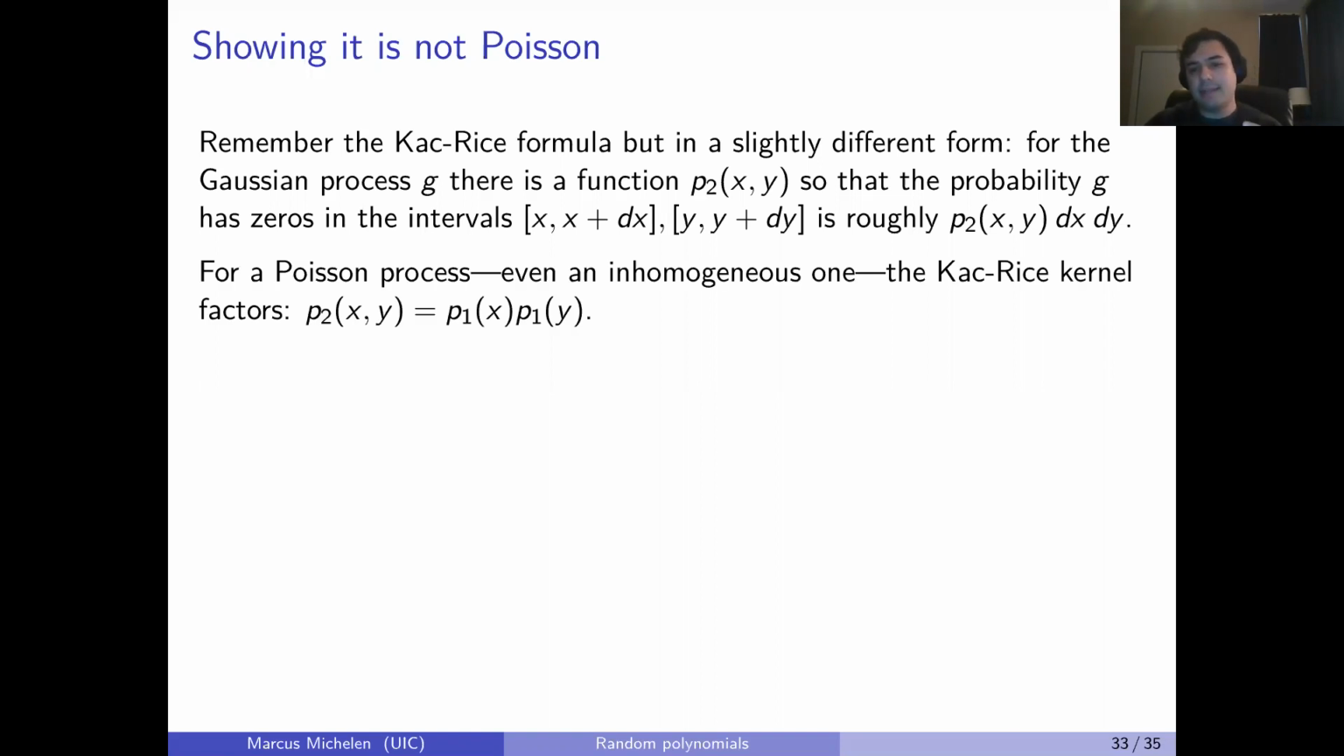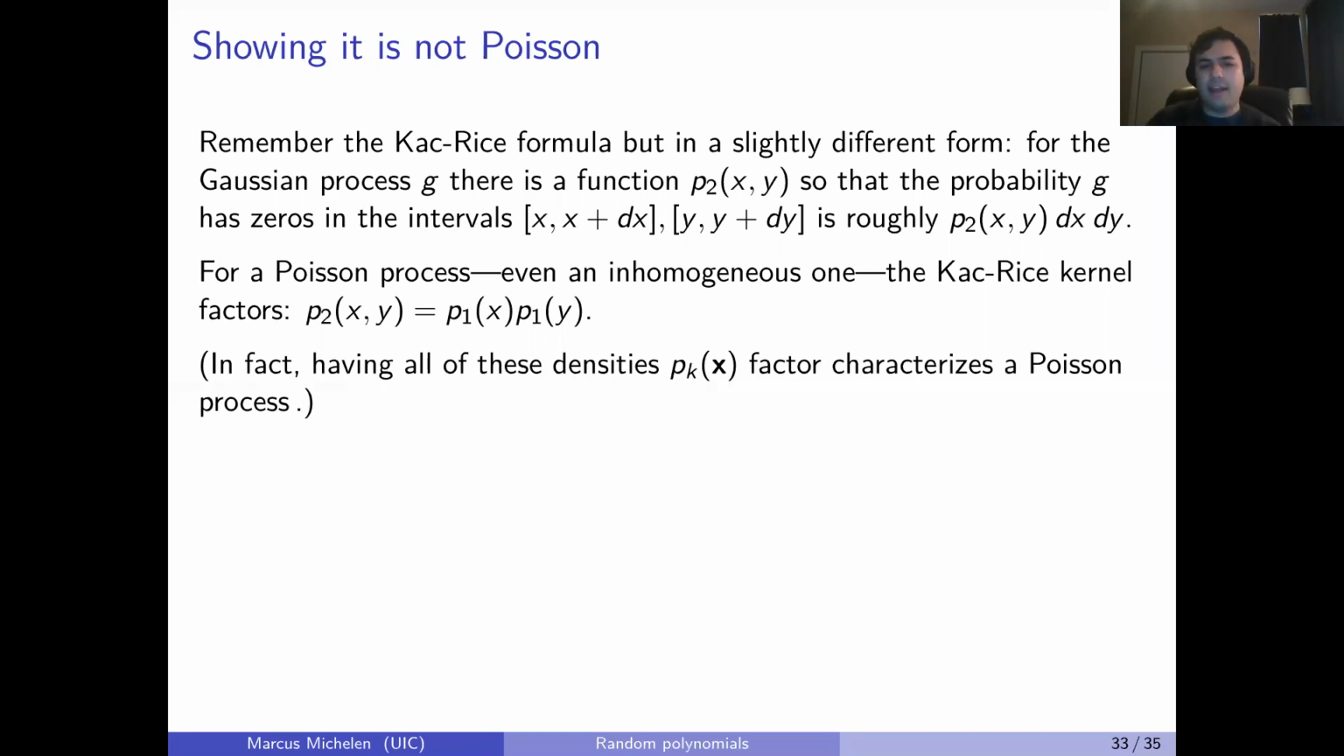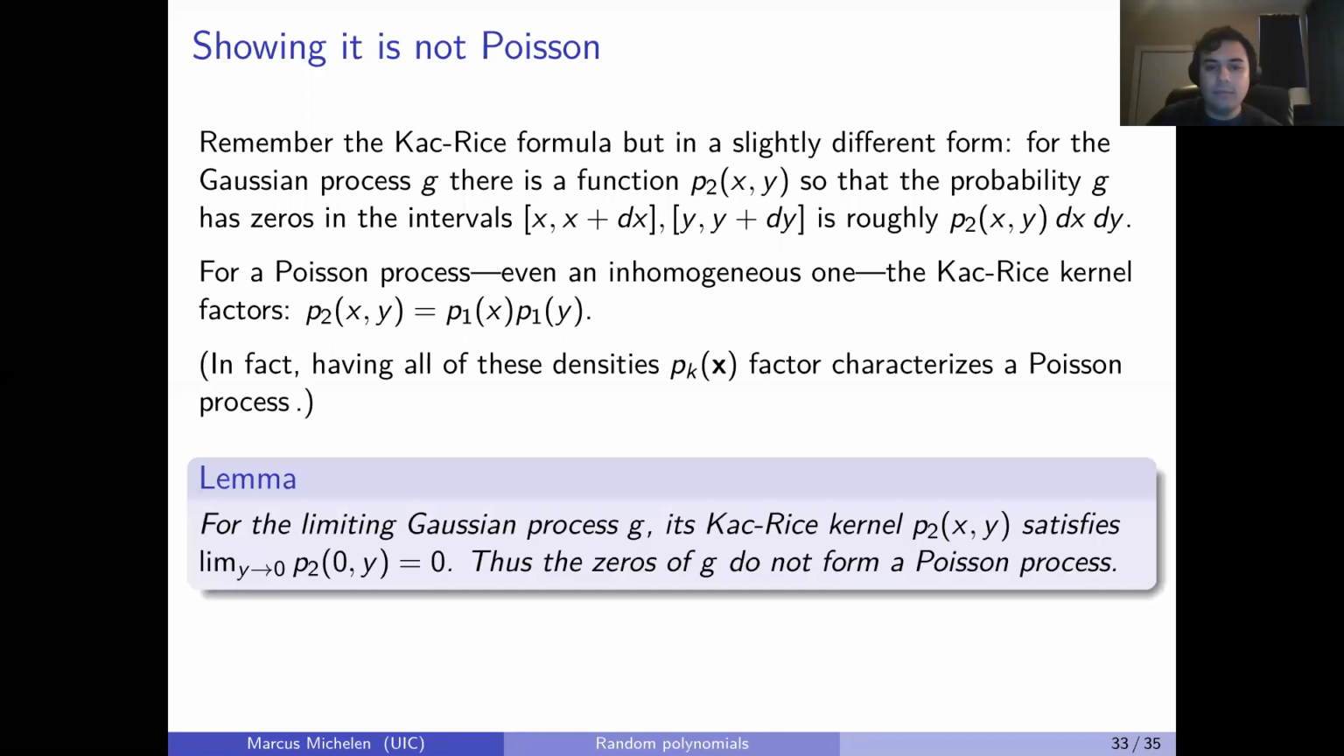And a Poisson process, even just an inhomogeneous one, is going to have that these should be independent. If I have Poissonian behavior, then if I look at two disjoint intervals, what happens on one and the other is fully independent of each other. So it would have to factor here. In fact, looking at all of these Kac-Rice densities and having them all factor is actually a characterization of a Poisson process. All we have to show is that you don't have this factoring occur.